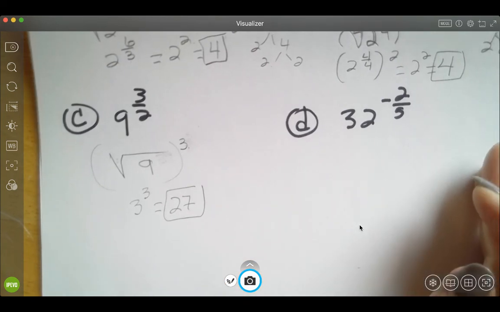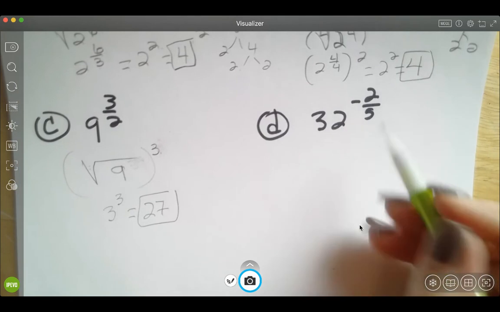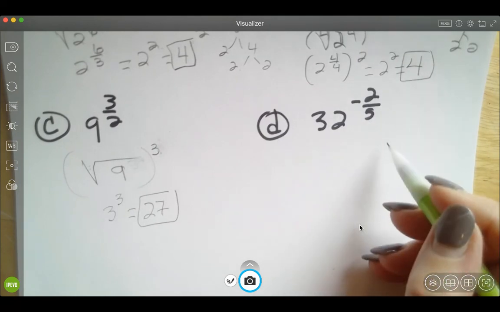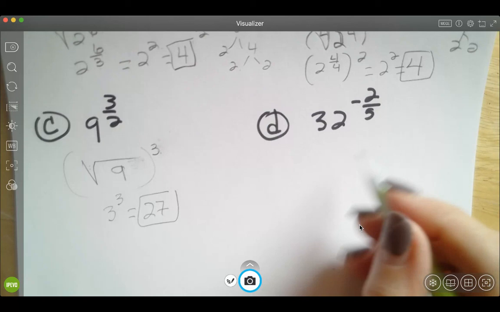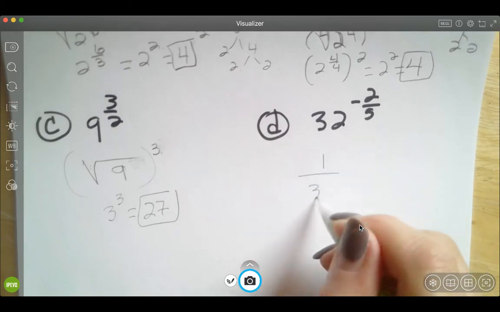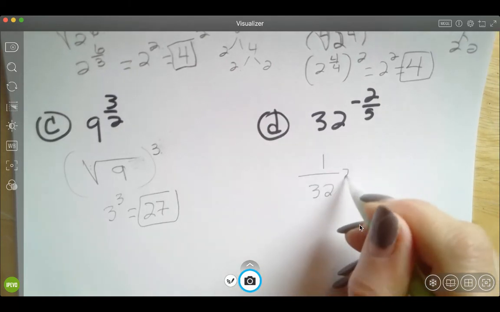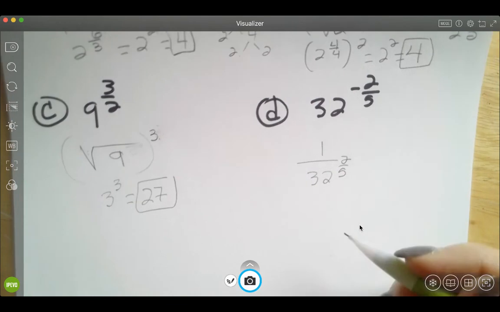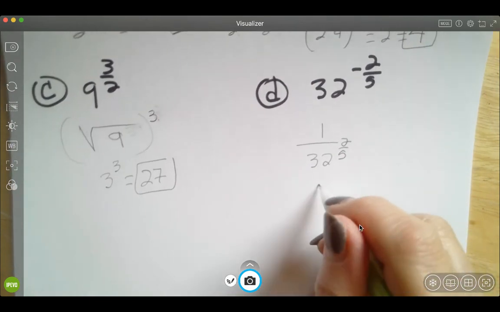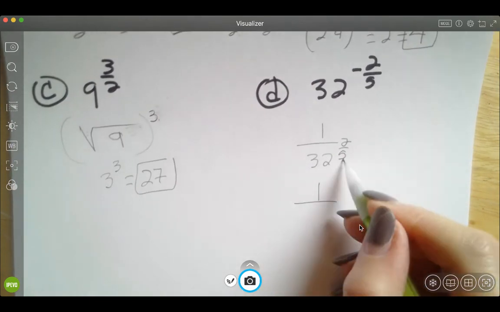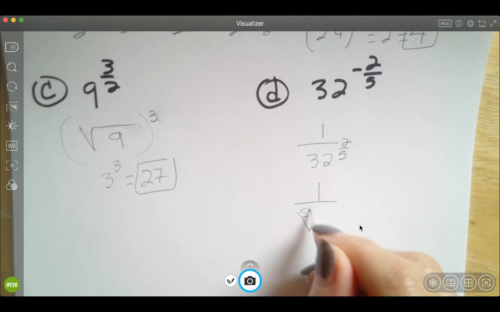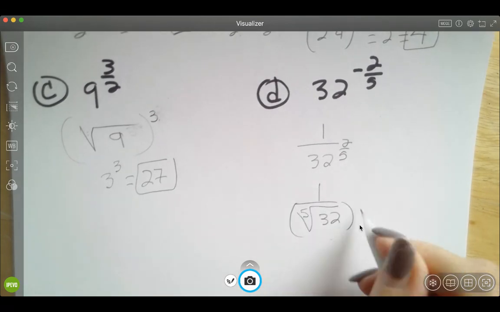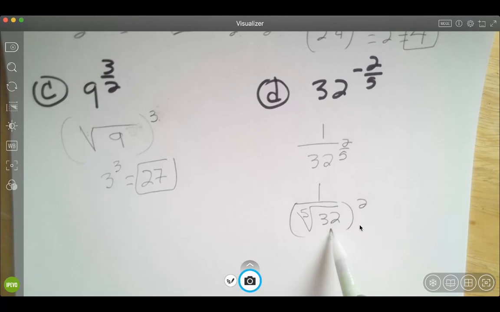One more. I've got that negative exponent. Think about what we do with that. So this is going to be 1 over 32 to the 2 over 5 power. So let's use our pattern. That's our root or index, 5th root of 32. I'm going to put the squared out here again because I don't want to square 32 and take the 5th root.